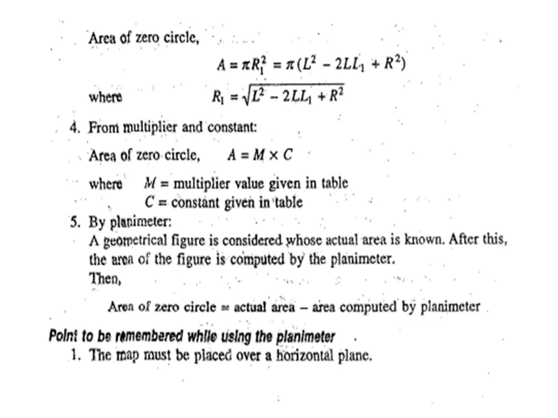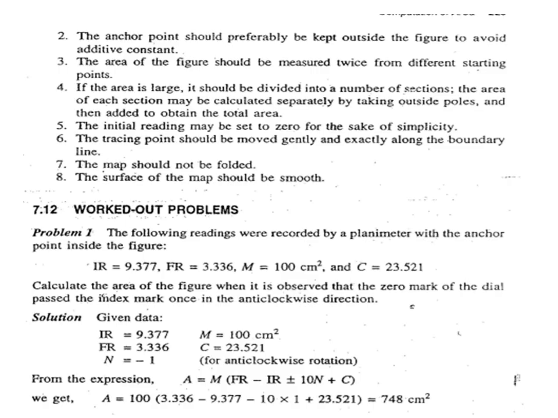In this, a geometrical figure whose area is known is considered. After the area of the figure is computed by planimeter, the area of zero circle is equal to the actual area minus the area computed by planimeter. Points to be remembered while using the planimeter are: the map must be placed over a horizontal plane. Secondly, the anchor point should preferably be kept outside the figure to avoid additive constant. Thirdly, the area of the figure should be measured twice from different starting points.